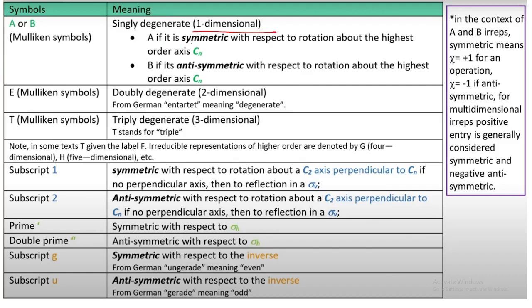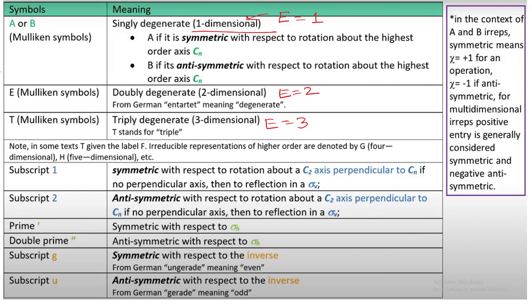First of all, how will we check one dimensional? The character under the E should be 1. If it is not 1, it means it has other dimensions. If E equals 2, the symbol will start with the letter E. If E equals 3, the symbol will start with the letter T. So for E equals 1, the symbol can be either A or B.